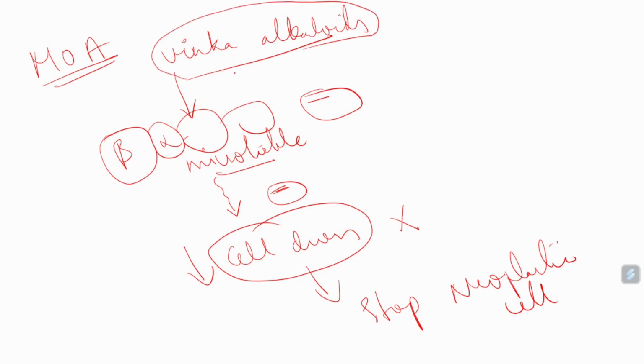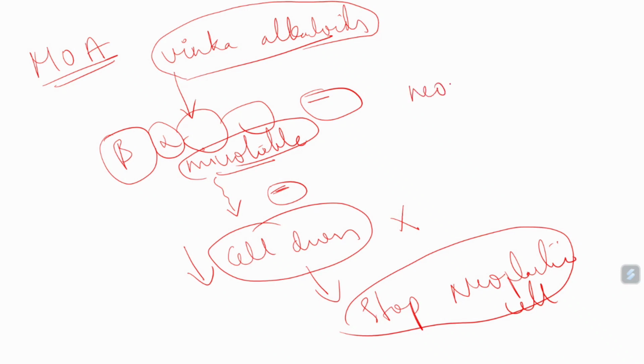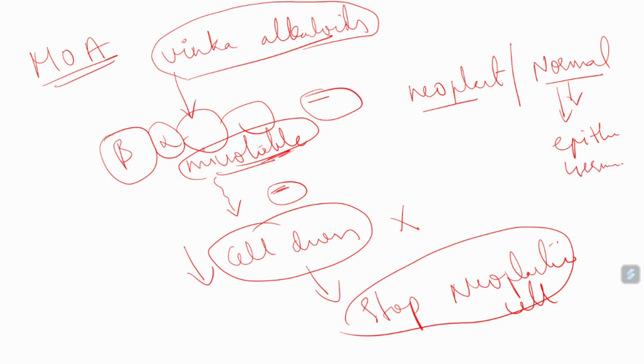Simple point: Vinca alkaloids will stop the formation of microtubules because microtubules are important in cell division. So when microtubules are not synthesized, obviously it will stop the formation of new neoplastic cells. And one more thing you should ask: microtubules are not only important in the cell division of neoplastic cells, these microtubules are also important in cell division of normal cells. So in our body, normal cells also perform cell division. We have epithelial tissues, germinal tissues, skin tissues. In the GI tract, we have epithelial tissues.